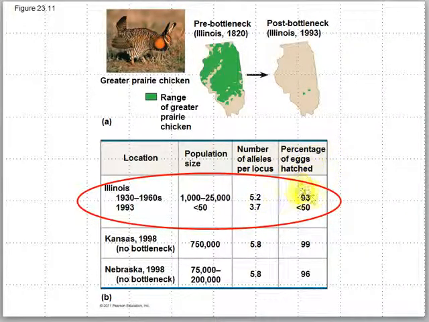Compare that to Kansas and Nebraska, where they didn't have this major bottleneck, and the population size stayed more constant, the number of alleles per locus stayed constant, and the hatch rate was quite a bit higher.